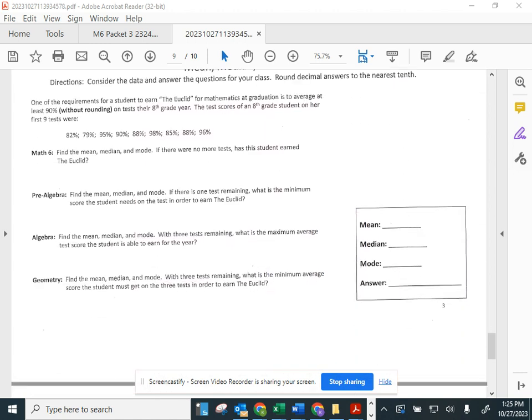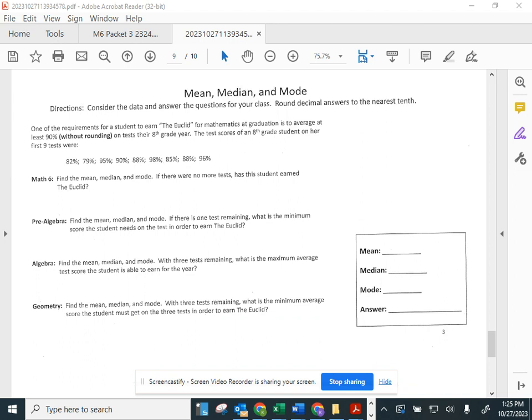Mean, median, and mode. Things to think about. You need to find the mean, median, and mode of these percentages. Then our question is, if there is one test remaining, what is the minimum score the student needs to earn to get at least 90%. So you're going to look at what the mean is with 9 tests, and you're going to figure out what that 10th score has to be in order for them to be at 90% of our scores.